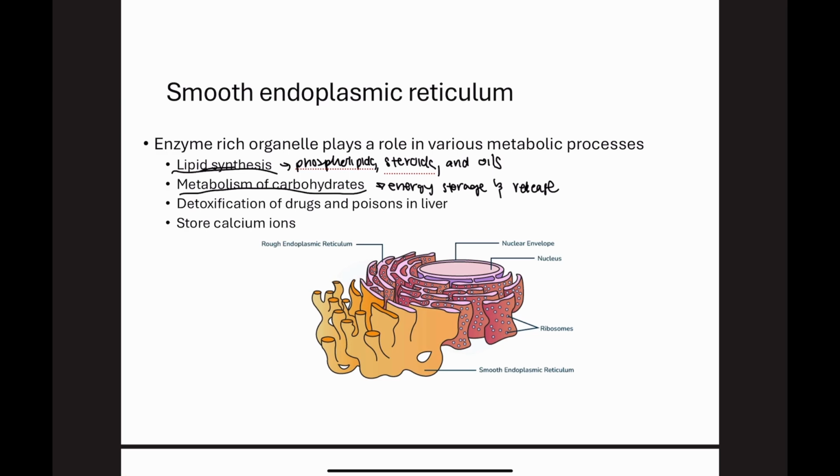And the smooth endoplasmic reticulum also has a role in storage of calcium ions. So it's going to store our calcium ions, which is really important for muscle contraction and cell signaling.